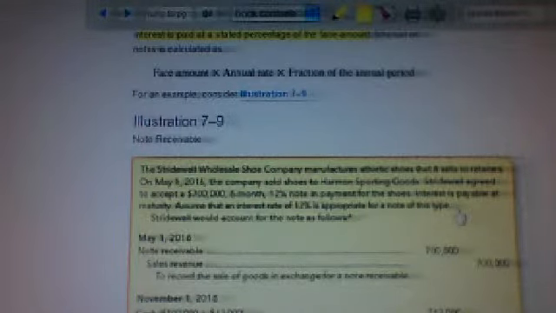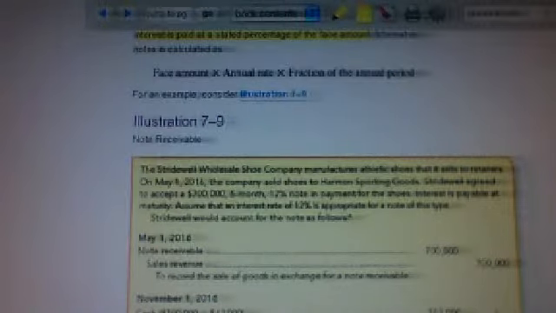So on May 1st, the initial date of the transaction, Stridewell records a note receivable for $700,000. That'll be on the balance sheet. It's an asset account. They'll record a $700,000 credit to sales revenue. That's on your income statement. It's a revenue type of account.